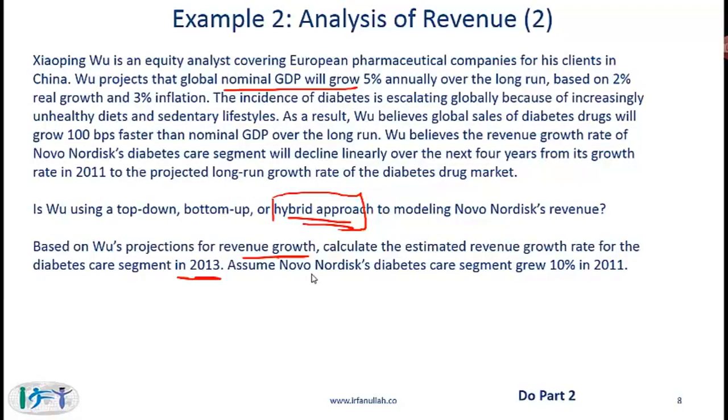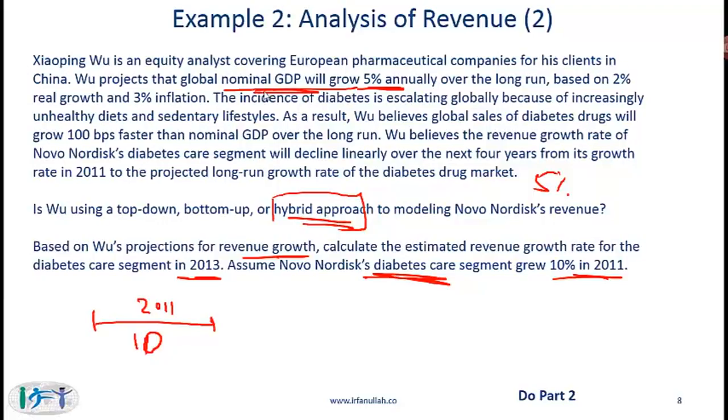Based on information in the previous disclosures, we are given that in 2011, the company's growth rate, by company I actually mean the diabetes care segment's growth rate, was 11%. So this is for the company. But what about the world? WHO projects that the nominal GDP will be at 5%. So let me just put that here, 5% for nominal GDP.